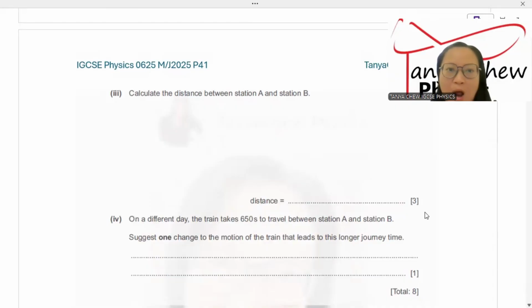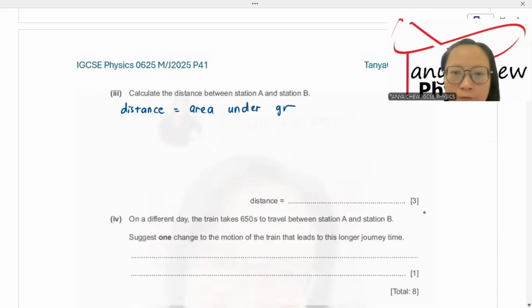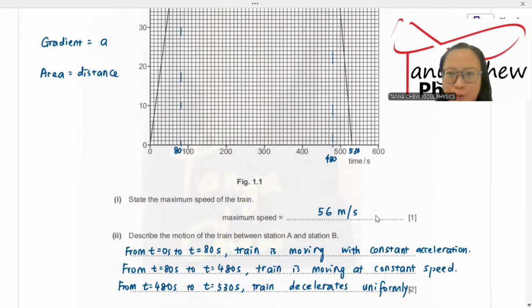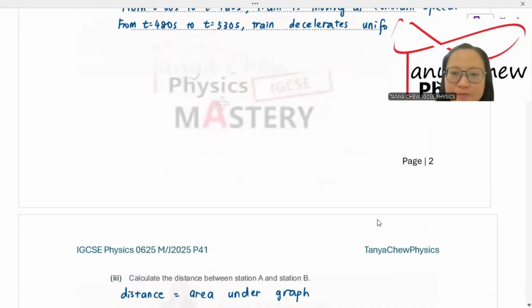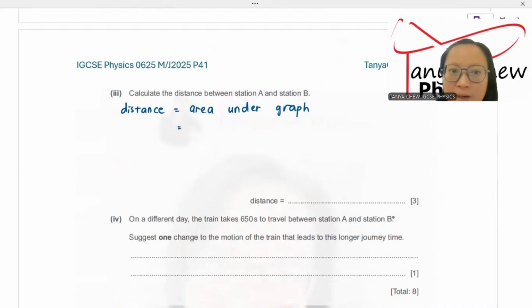You have to write down how you obtain the distance from the graph. So I'm going to say that distance is equal to area under graph. And now look at the graph given again. This is a speed-time graph. It is the area of a trapezium. So I'm going to find the area of the trapezium. But do you still remember the formula of a trapezium? Half (A plus B) times the height.